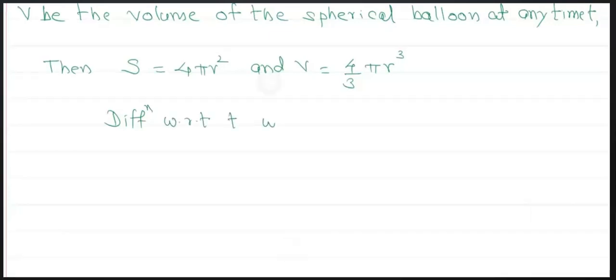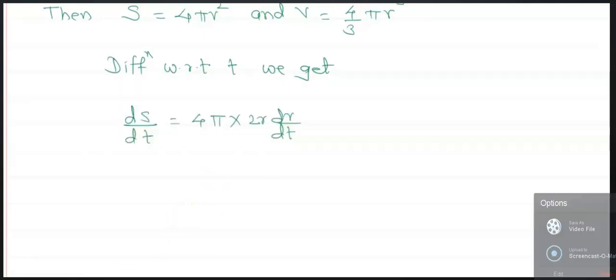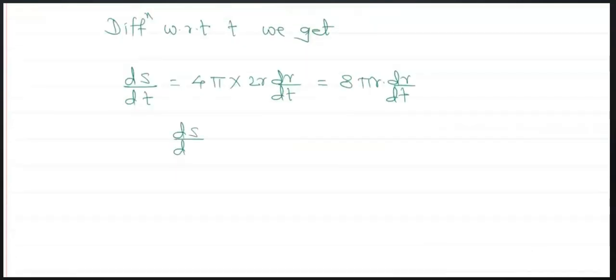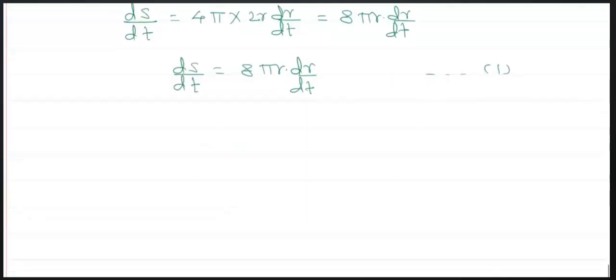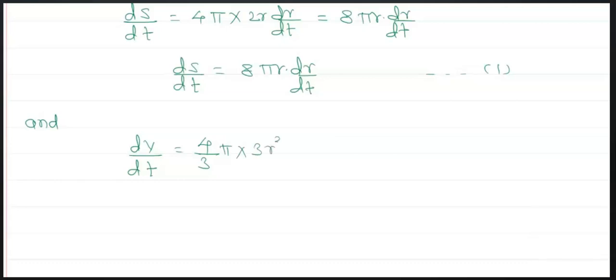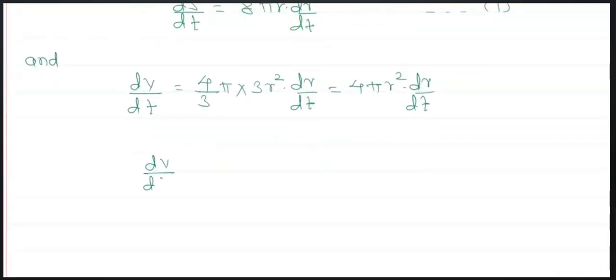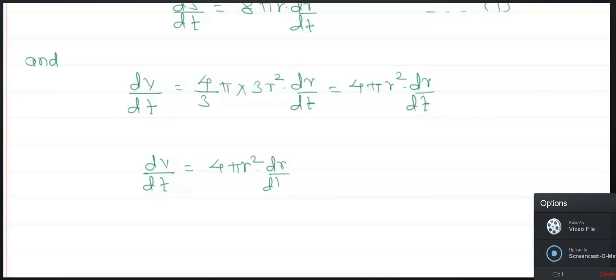Now differentiate this with respect to t. We get dS upon dt is equal to 4 pi into 2r into dr upon dt, that is 8 pi r into dr upon dt. For the volume, dV upon dt is 4 upon 3 pi times the derivative of r cube, which is 3 r square into dr upon dt. If you simplify this, you will get 4 pi r square into dr upon dt. Therefore, dV upon dt is equal to 4 pi r square into dr upon dt.